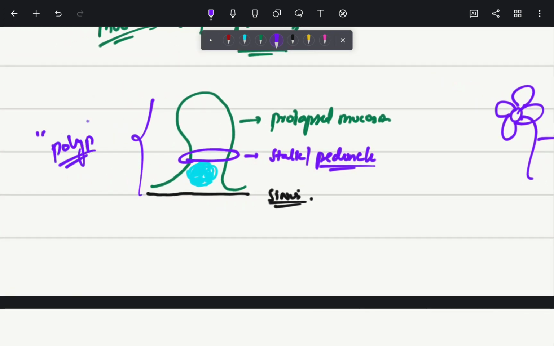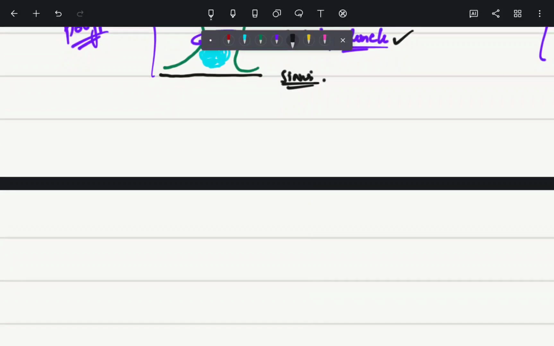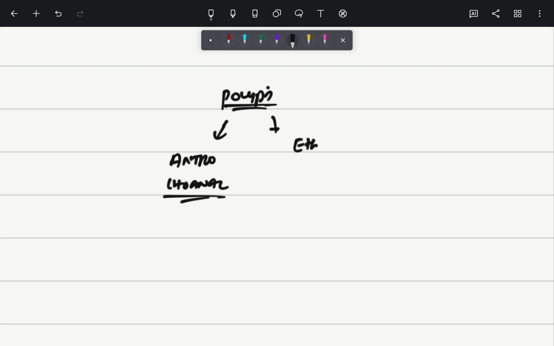Now we can apply the definition here. A polyp is nothing but a prolapsed, pedunculated form of mucosa of sinuses. What is a polyp? It is prolapsed pedunculated mucosa of sinuses. So that is the definition of a polyp. Okay. Now what are the two different types of polyps? One is your antrochoanal polyp. The other one is your ethmoidal polyp.